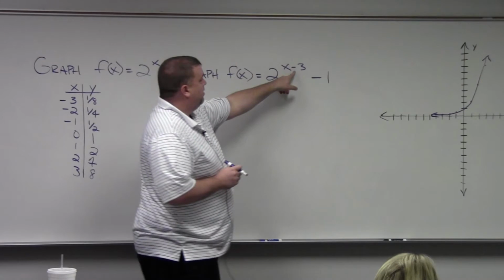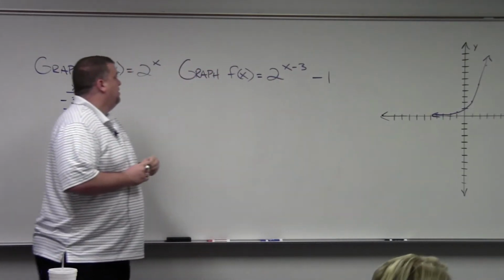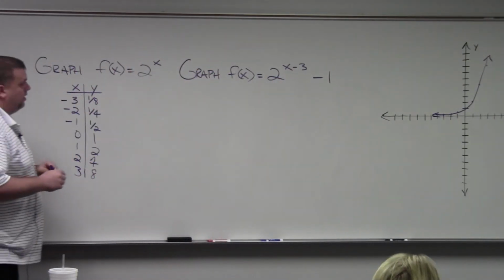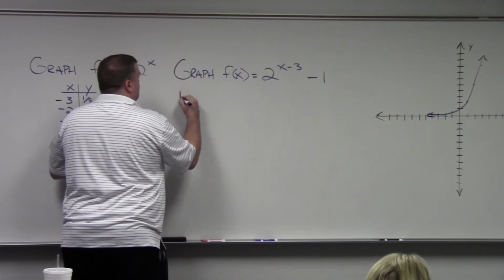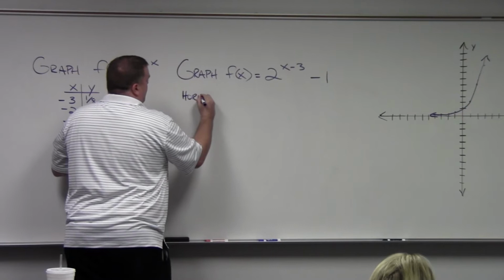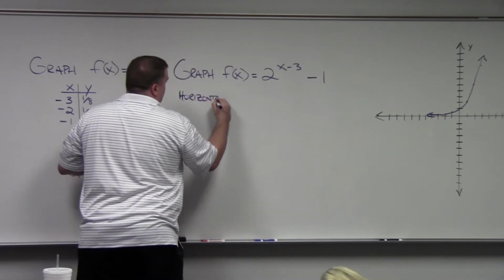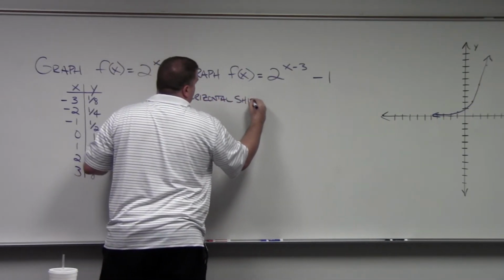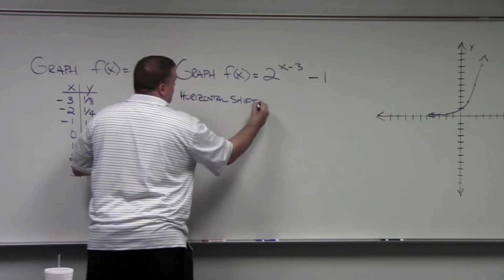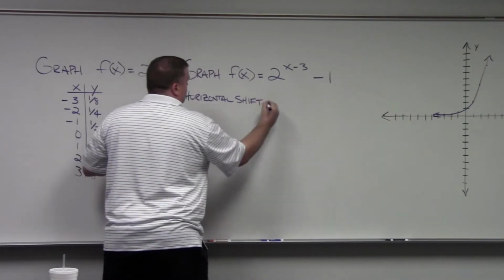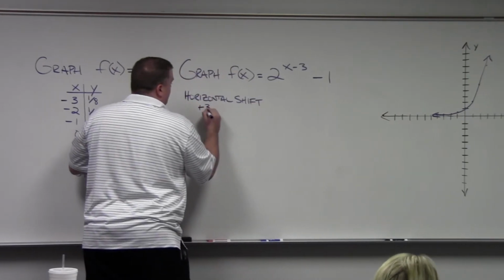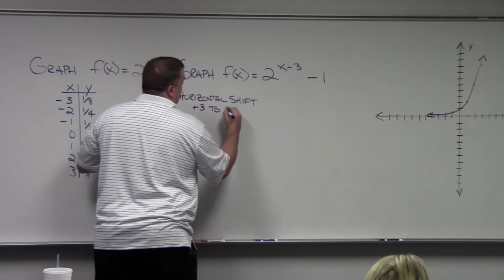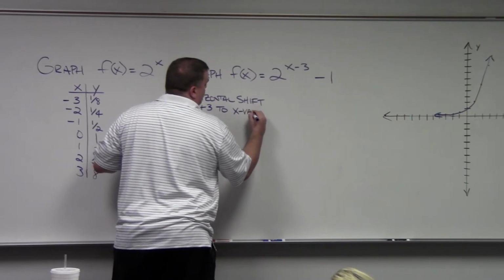Right, there's negative 3 up here in the exponent, right? And we have that negative 1. So what does this negative 3 represent? Yeah, it's a horizontal shift. So we're going to add 3 to our x values, right? Because we're going in the horizontal direction.